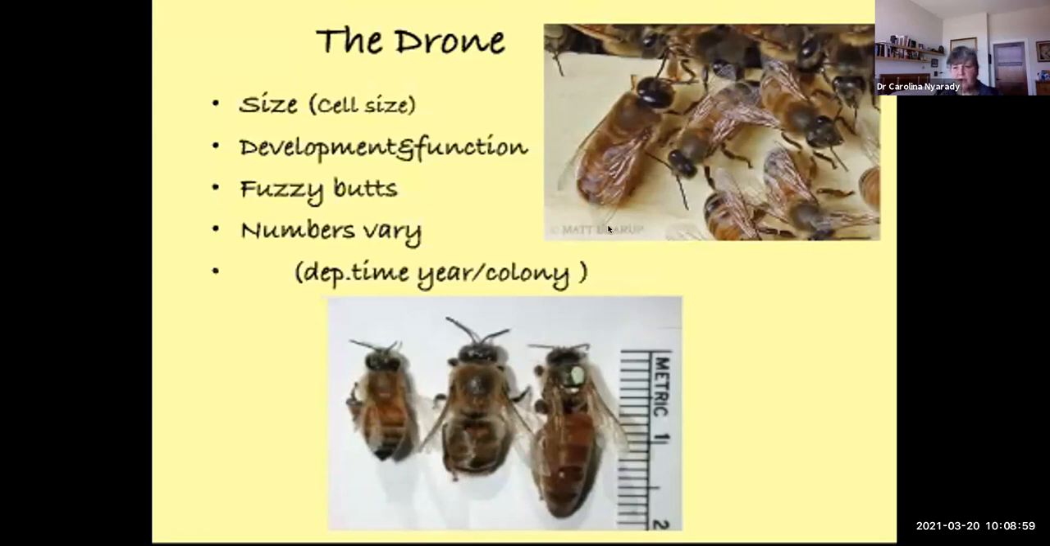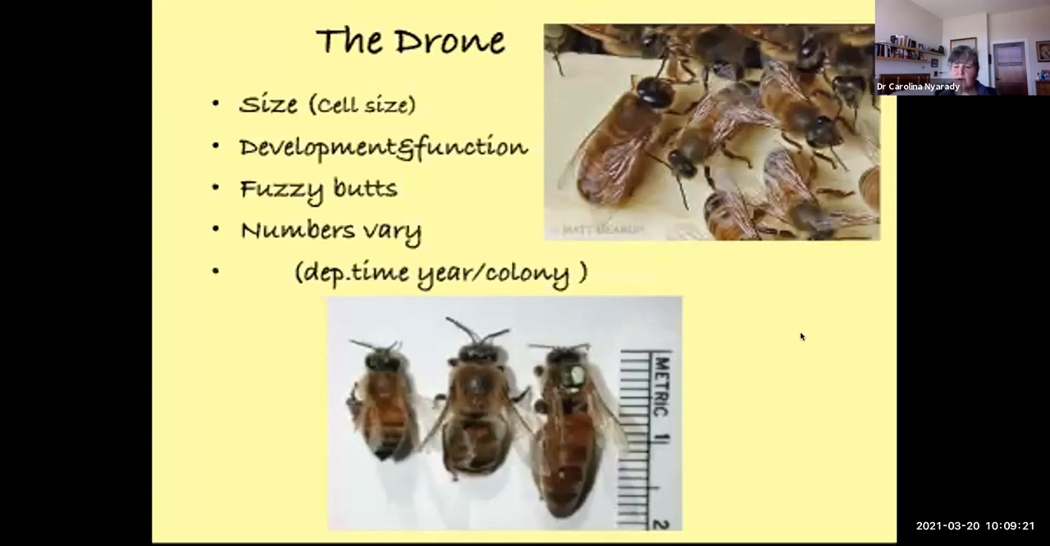Their numbers vary depending on the time of the year. So I always think of bees as practical. When people ask me questions, what would a bee do? I always say, well, what would be the most practical girl thing to do? And so it would make no sense to have drones in the middle of winter. They serve no purpose at that point in time.